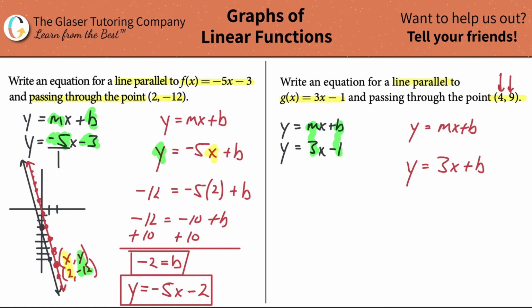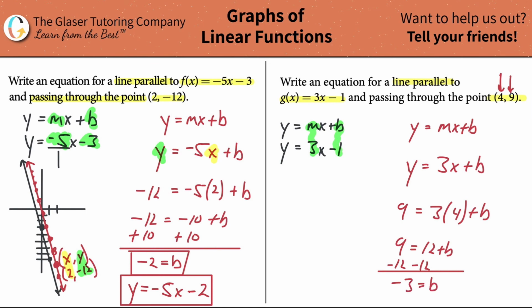So 9 is going to be equal to 3 times 4. Look, I just simply plug it in. And now I've got one equation with one unknown. 9 is going to be equal to 12 plus b, minus the 12 on both sides. And we realize now that -3 is equal to b. And lo and behold, I can now write my equation because I know the slope and I know the y-intercept. So it's going to be y = 3x - 3.